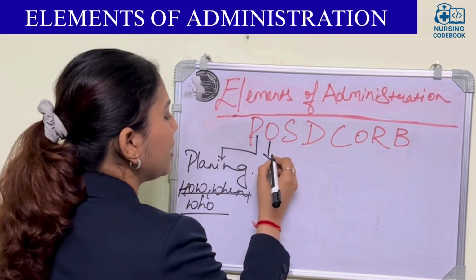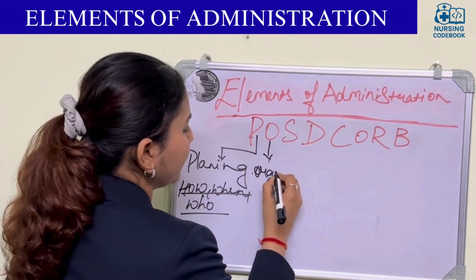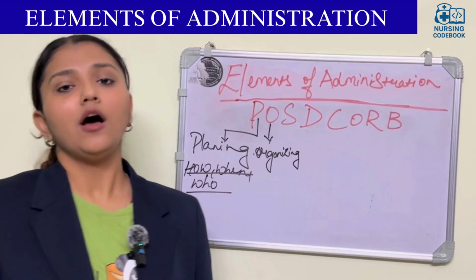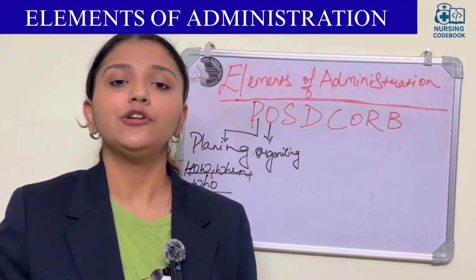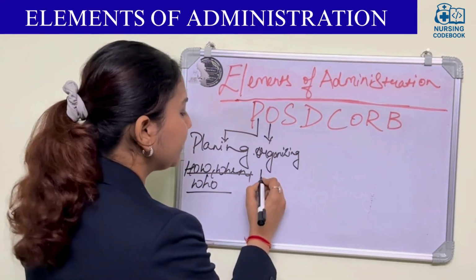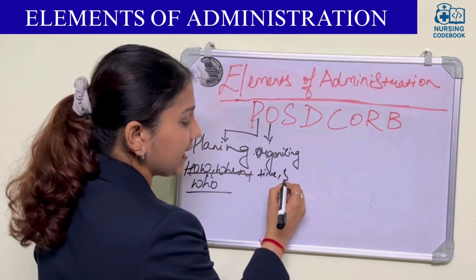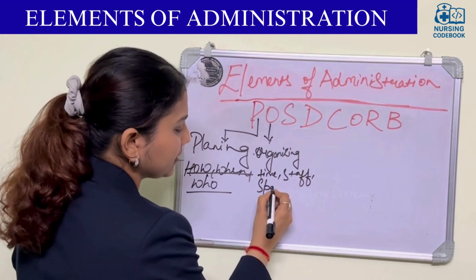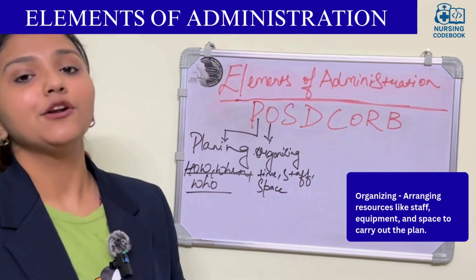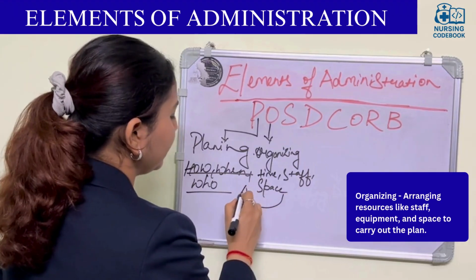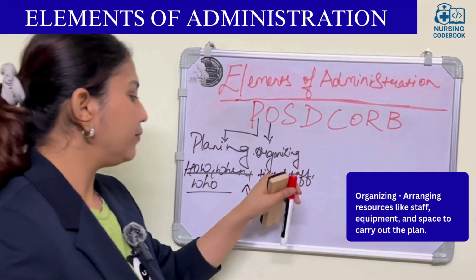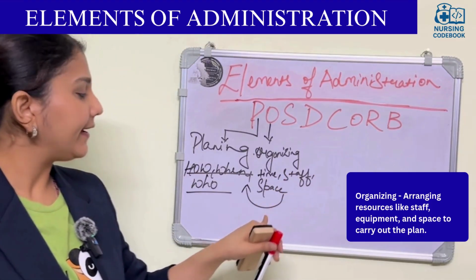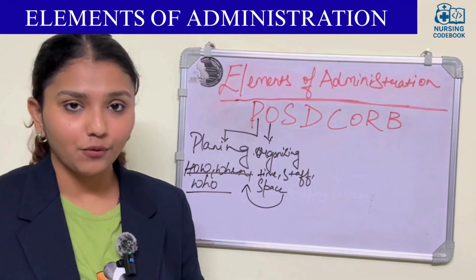Next, O is organizing. Now what is organizing? Organizing means allocation of resources like time, staff, and space. And why is it needed? To carry out the plan. To carry out the plan, the allocation of time, staff, and space is required.